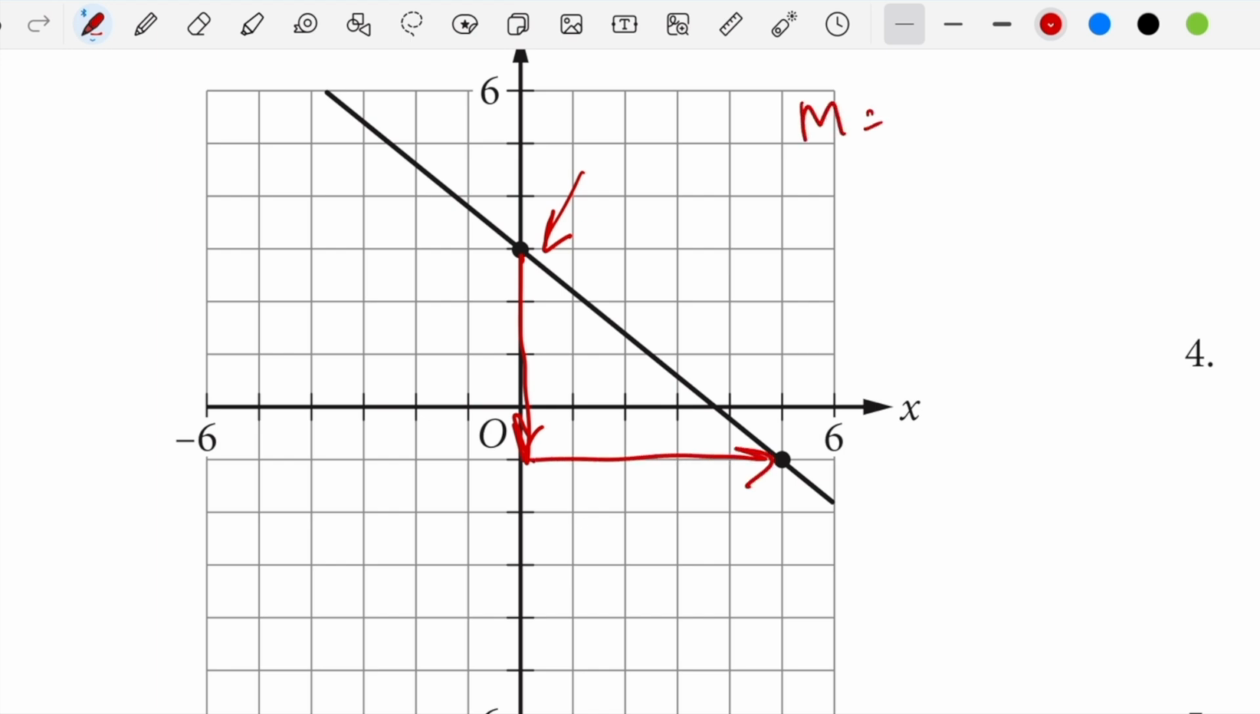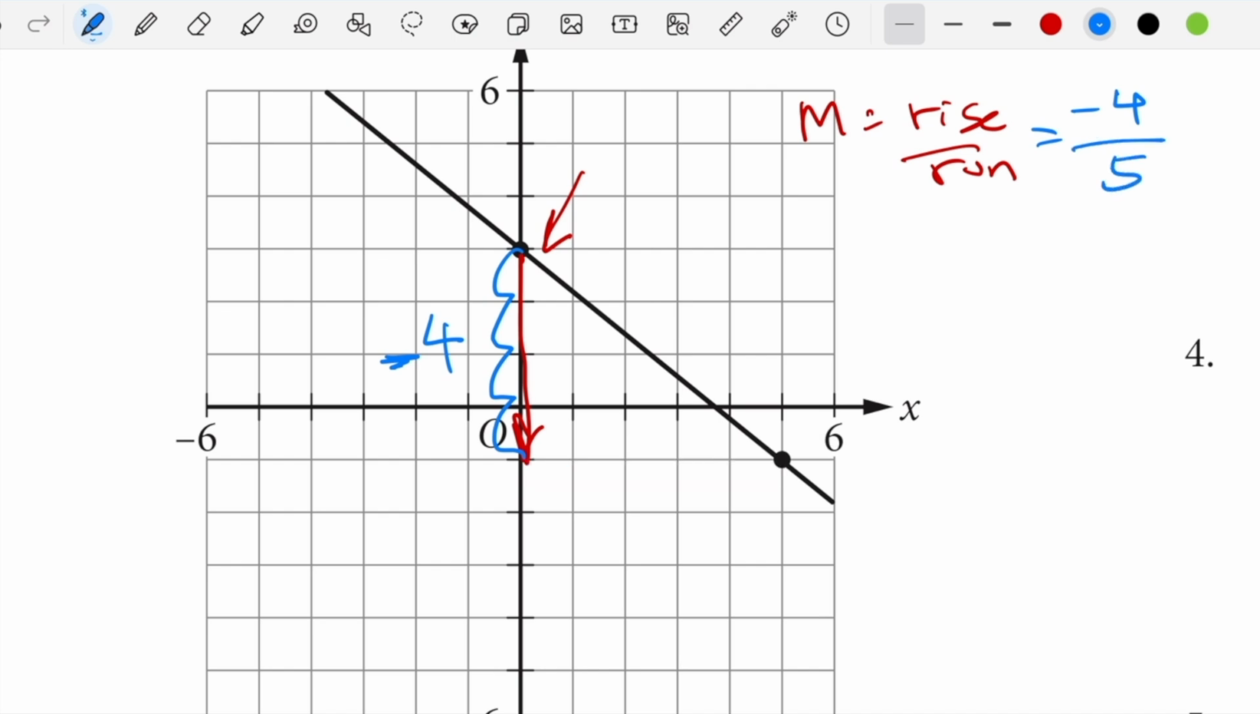So my slope is rise over run. I'm gonna have 1, 2, 3, 4 steps. Because I'm going down, it's gonna be negative, and that's your rise. And the run is gonna be 1, 2, 3, 4, 5. Because it's going to the right, it's positive. So the slope of this line is -4 over 5. Now, my second line goes through 0, 0 and is perpendicular to the other line.